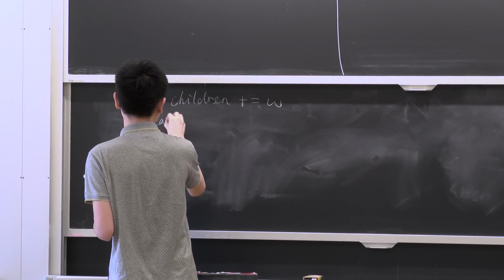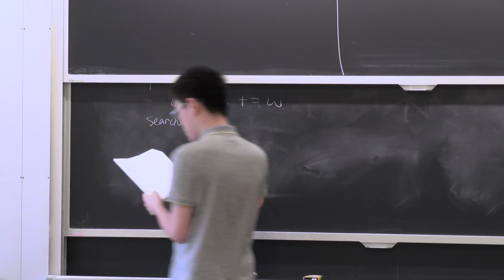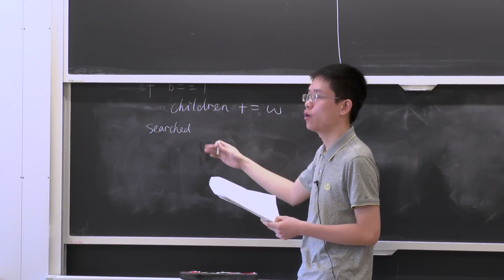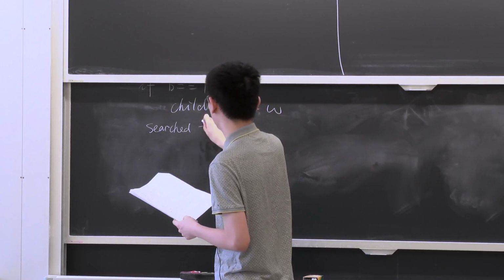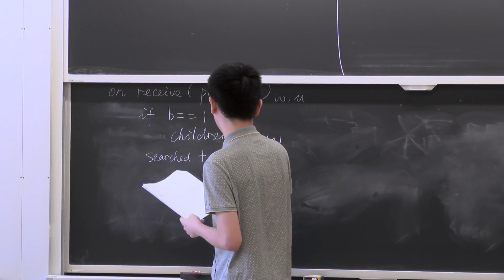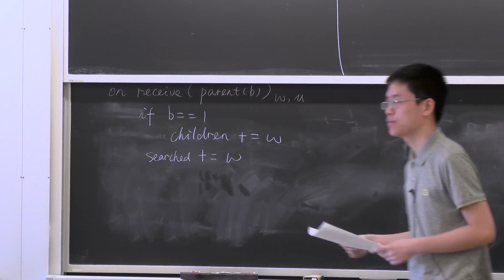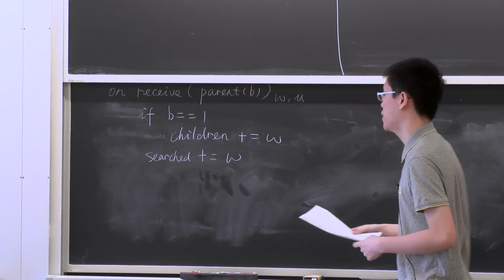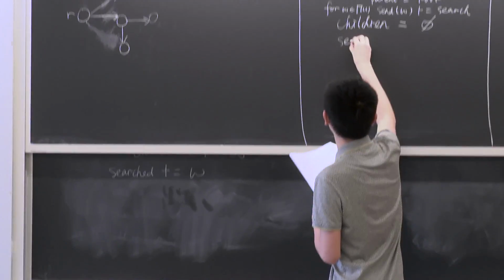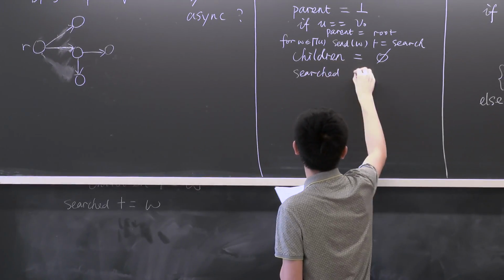To do that, I'm going to define a new variable called searched. Searched means someone has responded. In this case, W has responded. I'll put it into the searched list, no matter whether it accepts me as parent or rejects. Then naturally, I need to define this variable here.